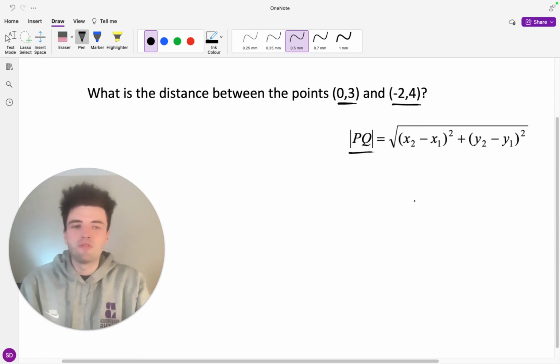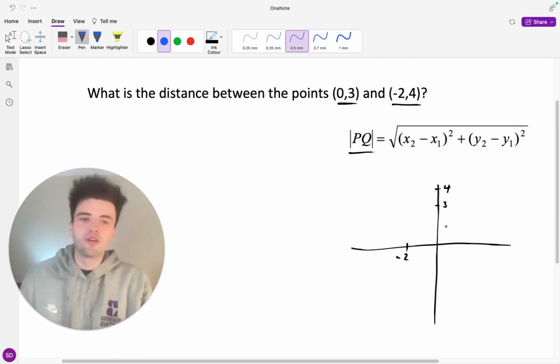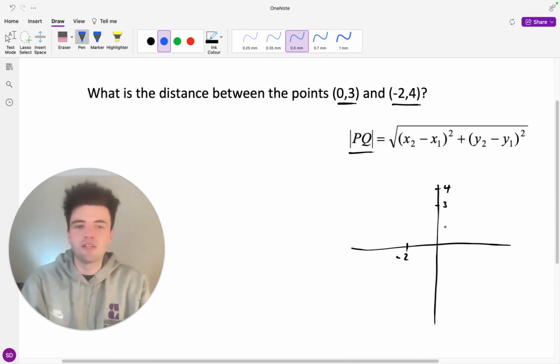But what I would do first, just to give us an idea of what's going on visually, is to draw an axis and then quickly put our distances on the axis. So you can see I've got -2 on the x-axis, and then 3 and 4 for our 2 points. Our first point is (0, 3), which is just going to be directly on the y-axis, so that's this point here where 3 is. And then for (-2, 4), that's going to be out just beyond over here.